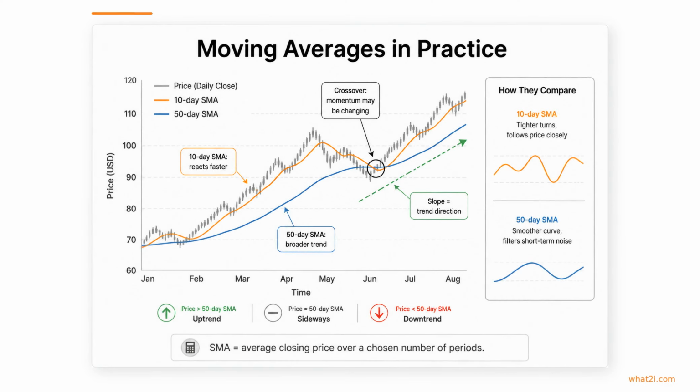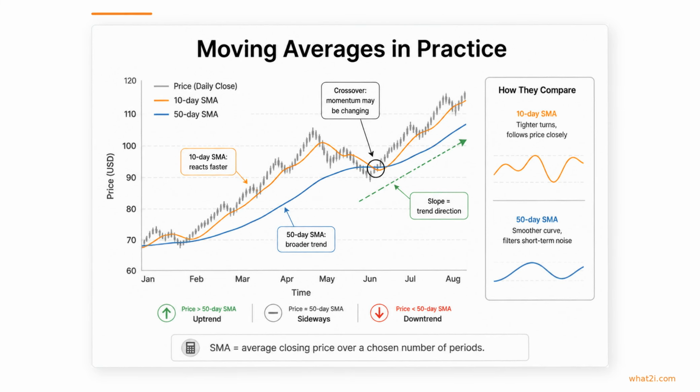A simple moving average, or SMA, tracks the average closing price over a chosen number of periods. A shorter average, like a 10-day SMA, reacts more quickly because it is based on more recent data. A longer average, like a 50-day SMA, moves more slowly and gives you a broader view of the trend.